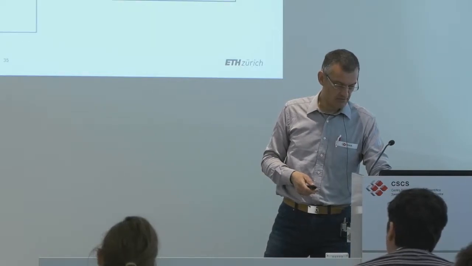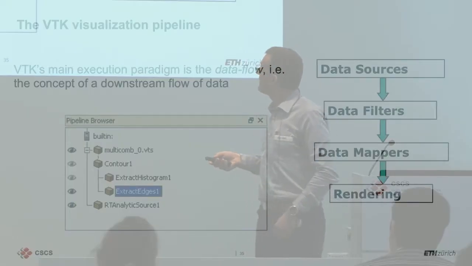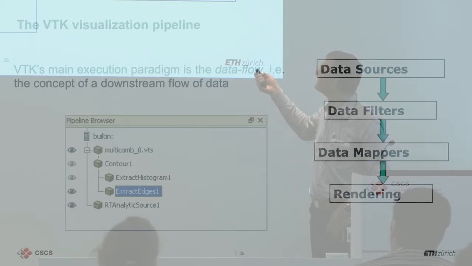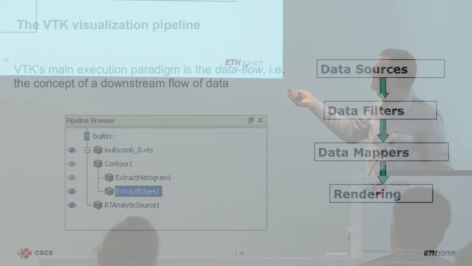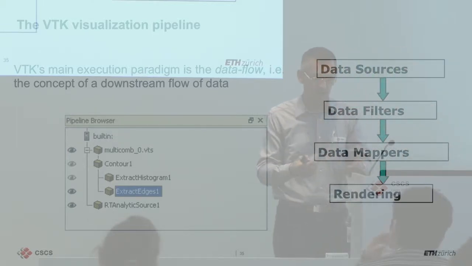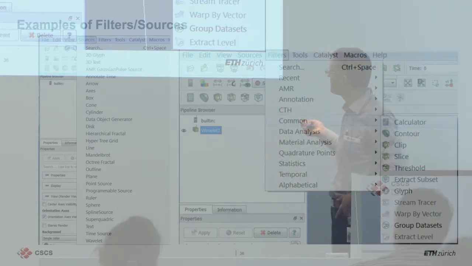So this we've gone through. Now, the main concept is really this vertical, this pushing down data the pipeline. But what you've learned now is that there's actually a two-way communication of events and information. Now, examples of filters and sources, we have them here.